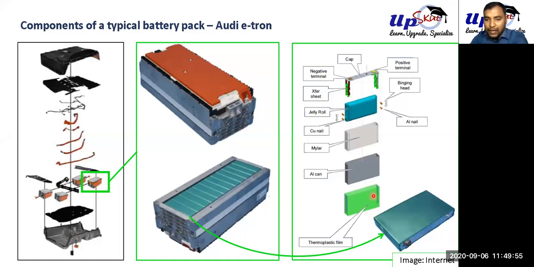On the outermost side we have a thermoplastic film. This film is giving it this greenish appearance. Inside of this is this aluminum can, and inside of this is mylar, which is basically an insulating layer. And after that, inside of this we have our jelly roll.